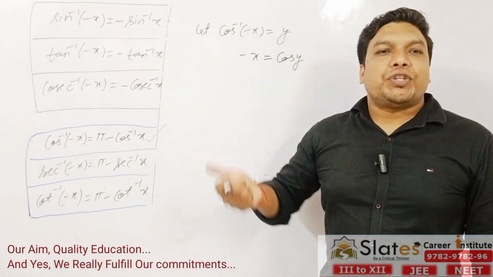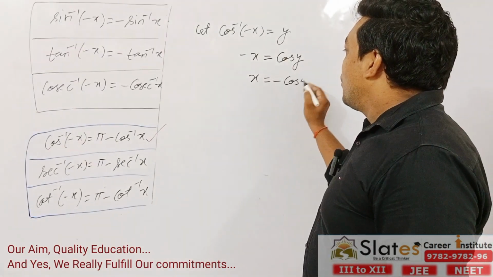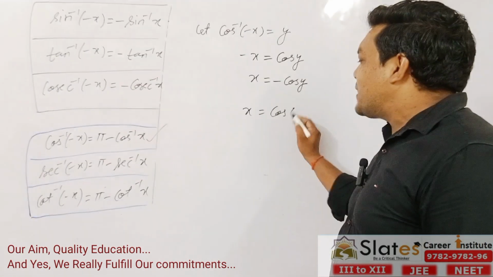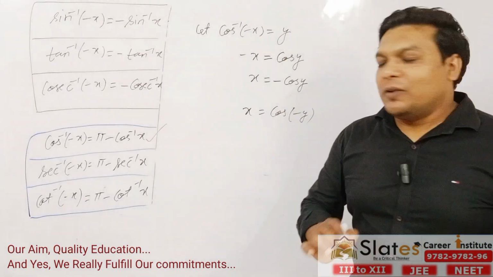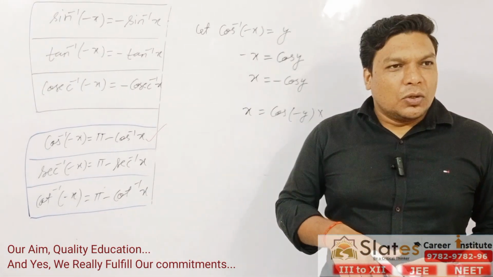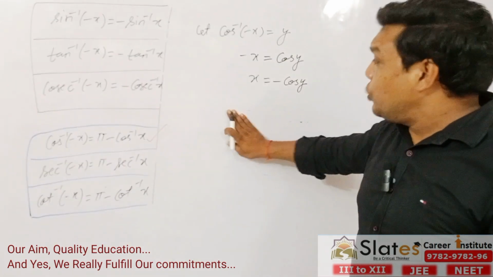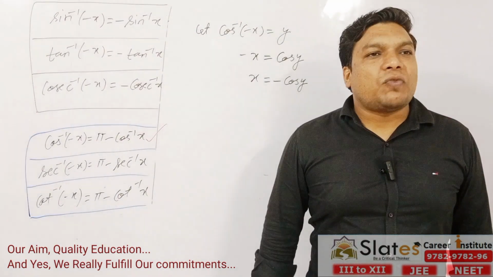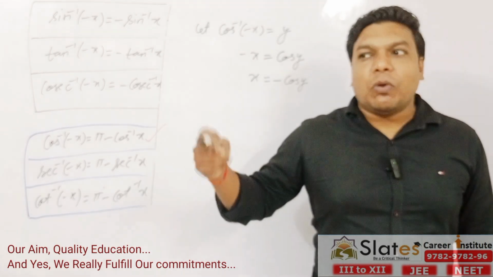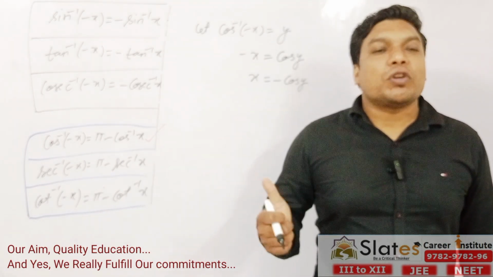Now it's all about trigonometry. It will be x is equals to minus of cos y. Can we write x is equals to cos of minus y? We can't write this. Cos takes the minus out. So we can't write minus cos y as cos of minus y. So what can you write now? Just think about trigonometry. How will you get minus of cos y?